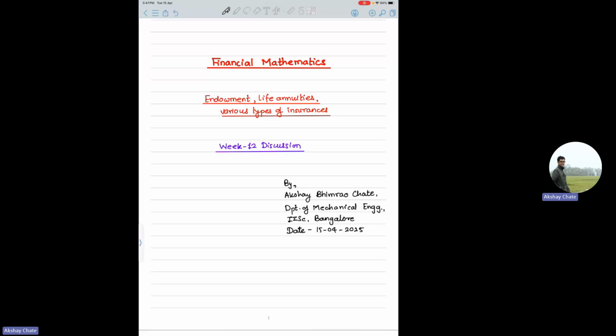Good evening, and this is our class on the week 12 syllabus. This is the last week of the course, or at least the content-wise week 12. Various important concepts like endowment plans, life annuity plans, and different types of insurance, like health insurance, term life insurance, or endowment life insurance, are discussed.